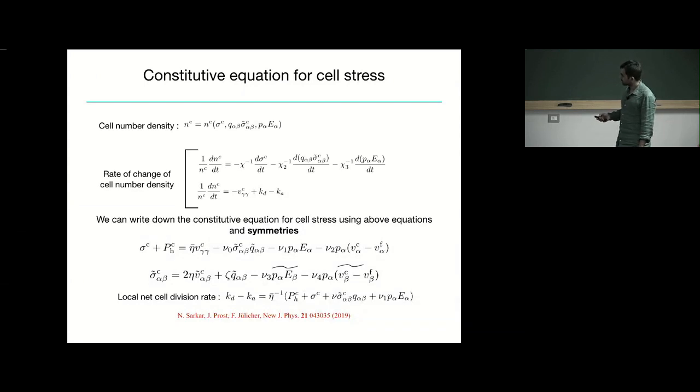But you see that there's a P_CH, the homeostatic pressure. At the homeostatic pressure, the division rate and the apoptosis rate are exactly equal, so Kd minus Ka will be 0. But if you deviate from the homeostatic pressure, then Kd minus Ka will be finite, and it will depend on the isotropic stress, the anisotropic stress, and the electric field.